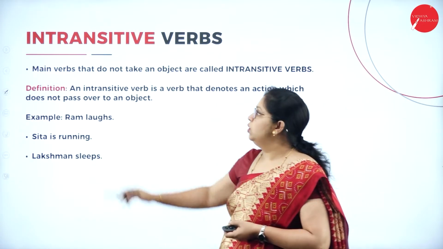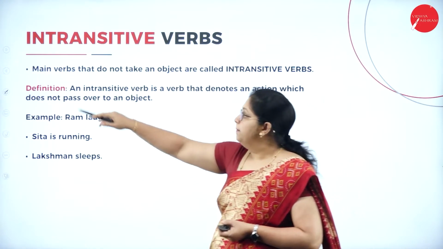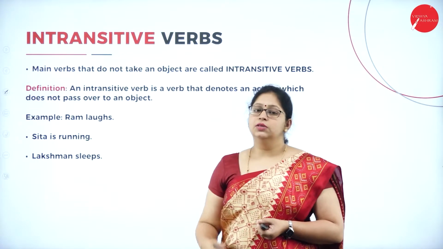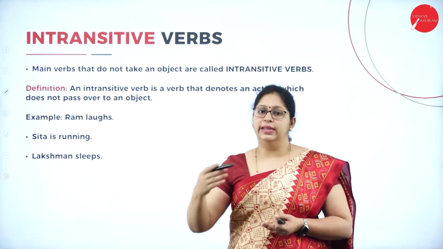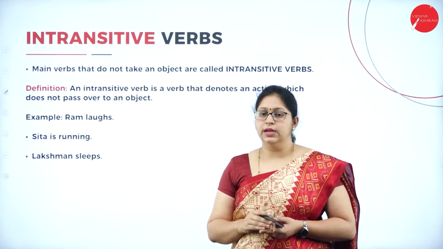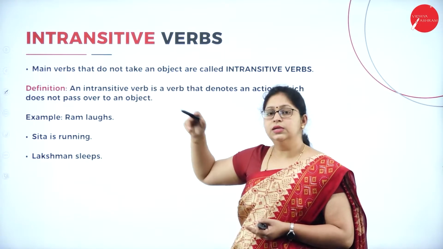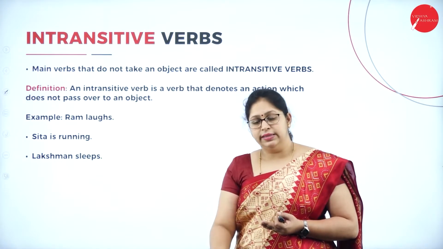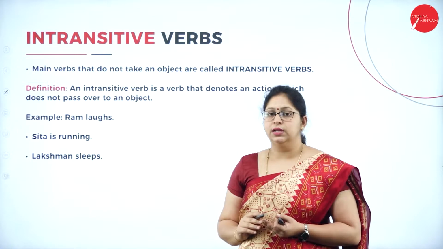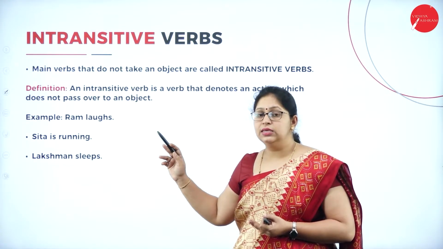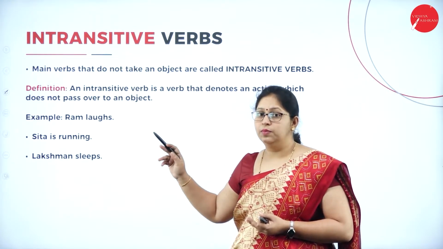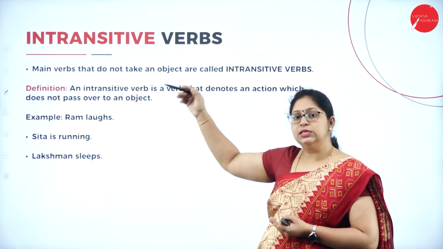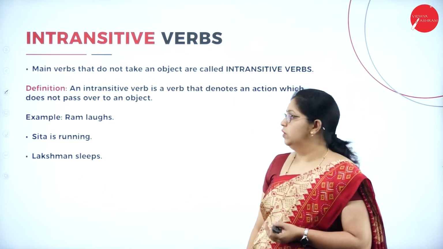Now let us move on to intransitive verb. Main verbs that do not take an object are called intransitive verbs. So very simple, transitive verbs will take or it is received by the object, and in intransitive verbs, the object will not receive. There will be action, there will be verb, but that will not be received by the object. So which pattern is here? This is subject plus verb. There is no object here. In those sentences, the verbs are intransitive verbs.